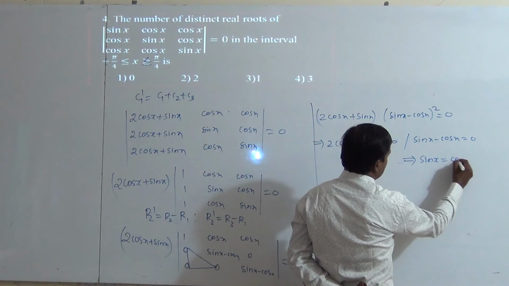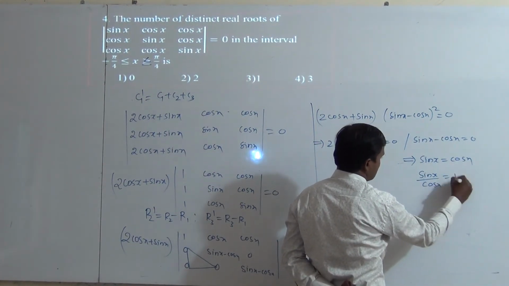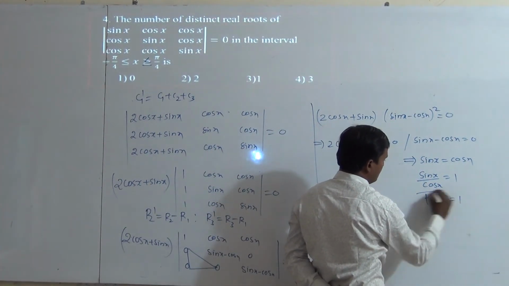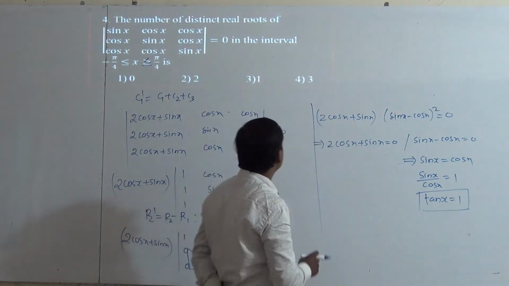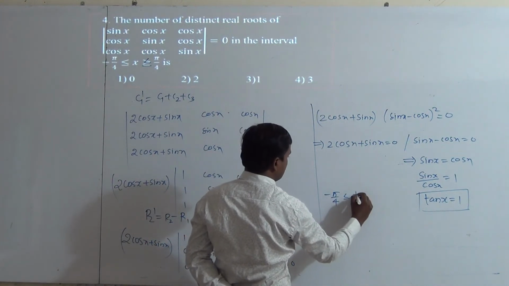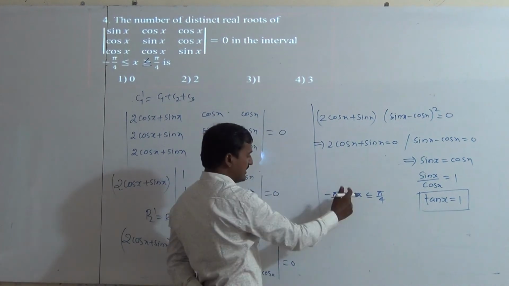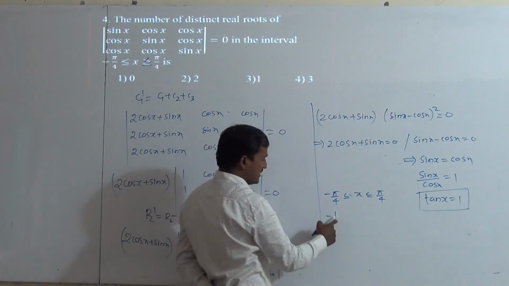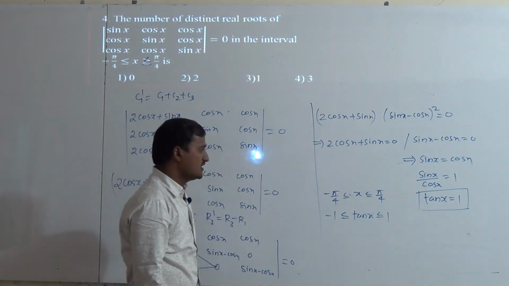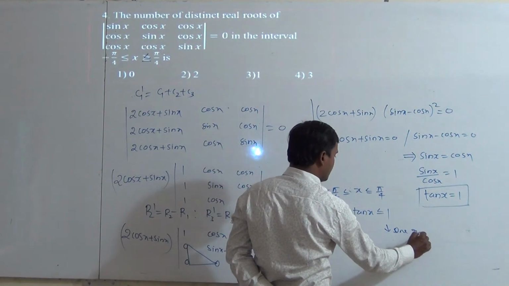Simplifying this, sin x is equal to cos x, or sin x divided by cos x is equal to 1, which means tan x is equal to 1. They have given that minus pi by 4 is less than or equal to x, which is less than or equal to pi by 4. Applying tan on both sides, you are getting minus 1 is less than or equal to tan x, which is less than or equal to 1. So therefore here we are getting only one root.